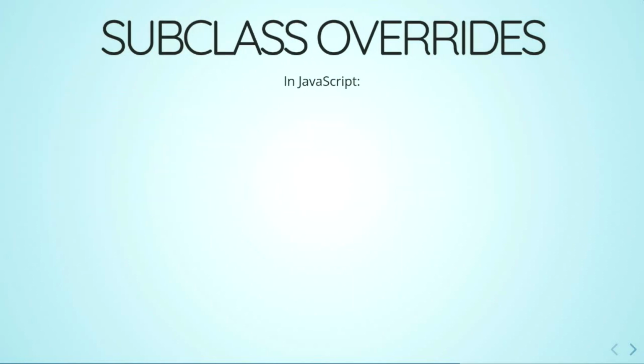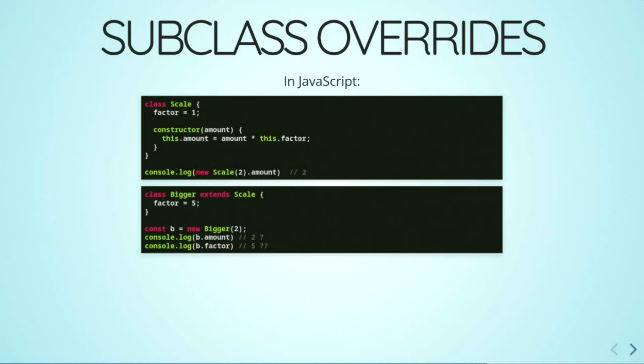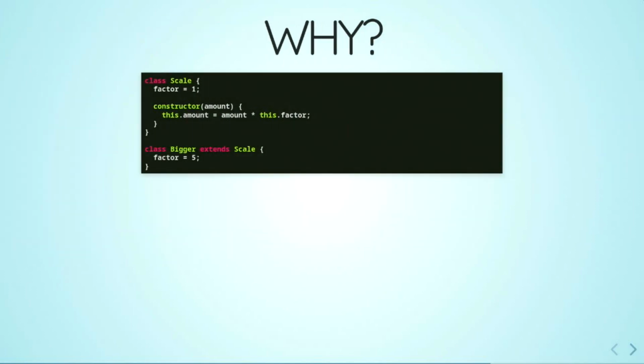In JavaScript, if we tried the same thing, it looks almost identical. We have our constructor, we have the amount, it's times the factor, and out we get a 2. But if we try the subclass, why did we get 5? Why did we get 2? The wrong number comes out. Why does the wrong number come out?